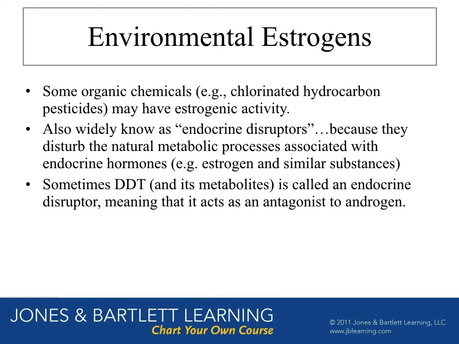Hence why they're known as endocrine disruptors, because they disturb the natural metabolic processes associated with endocrine hormones, estrogen and related substances. DDT and some of its metabolites are called endocrine disruptors. And that means that basically it or any of these compounds act as an antagonist to estrogen or androgen, replacing it in the normal hormonal cycle.